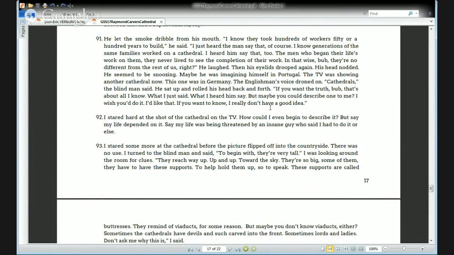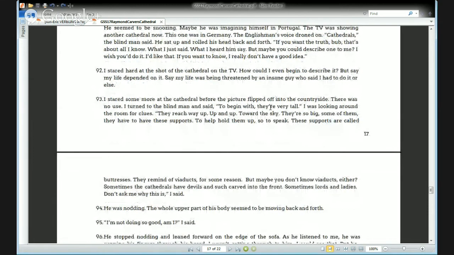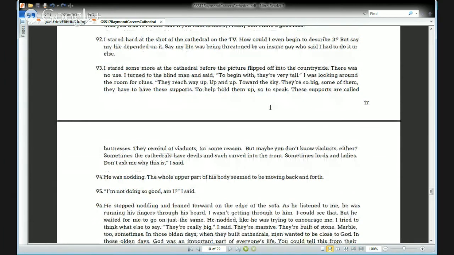I stared hard at the shot of the cathedral on the TV. How could I even begin to describe it? But say my life depended on it. Say my life was being threatened by an insane guy who said I had to do it or else. I stared some more at the cathedral before the picture flipped off into the countryside. There was no use.